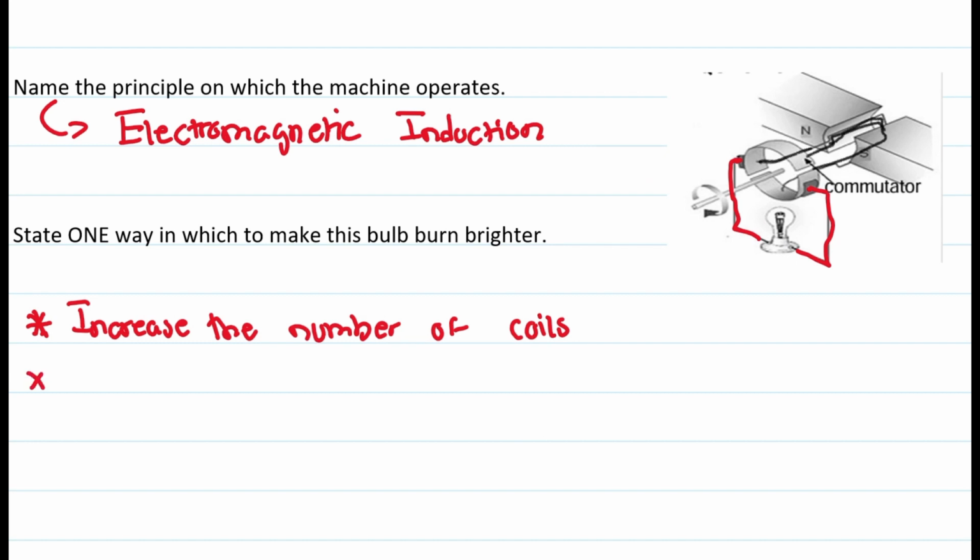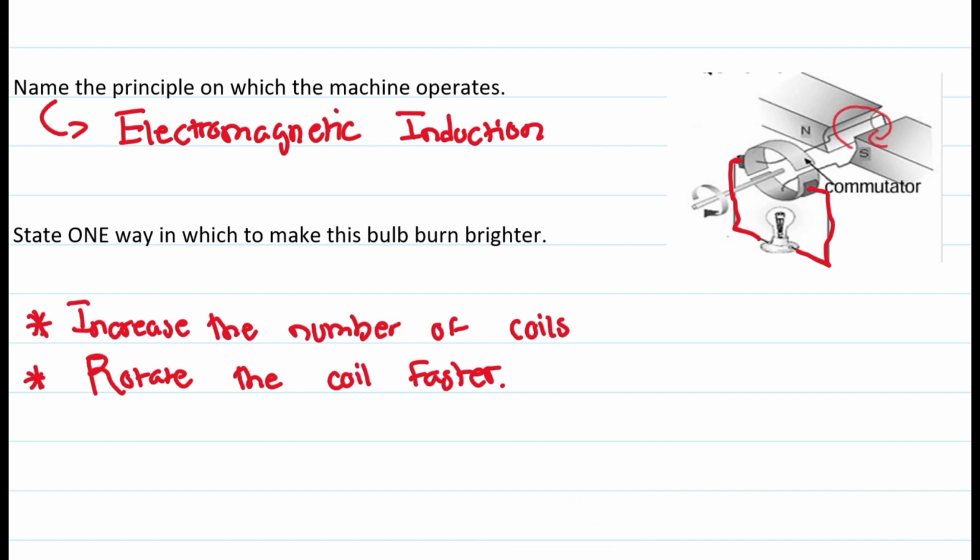Another way to make the bulb burn brighter is to rotate that coil faster. So when we rotate this coil faster, when we have a faster rotation, the bulb will burn brighter. So we have: rotate the coil faster.